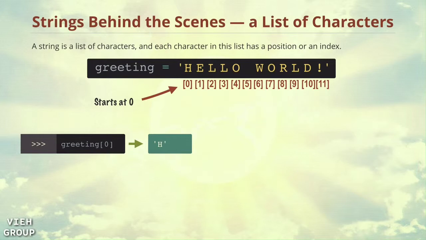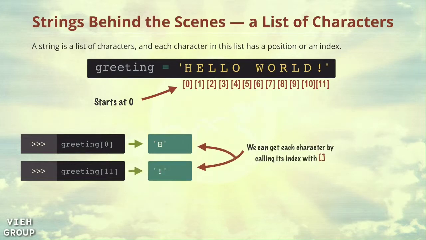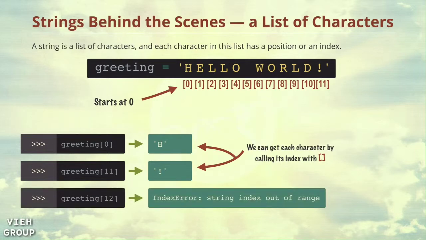Since this string has 12 characters and the first character is at index 0, the last character is index 11. So greeting[11] gives us the character "!". And greeting at index 12 gives us an error because there isn't a character at position 12. We can only look up characters at indexes 0 through 11.